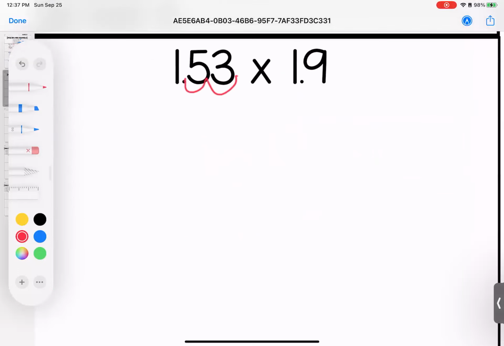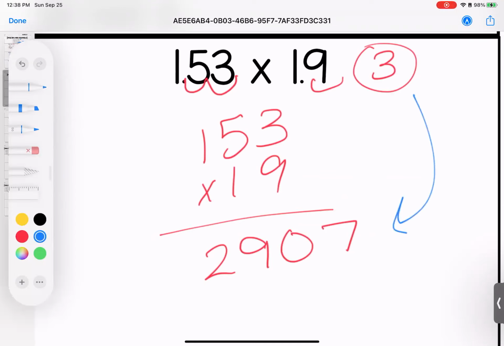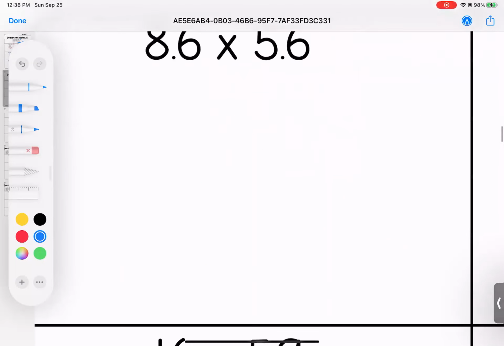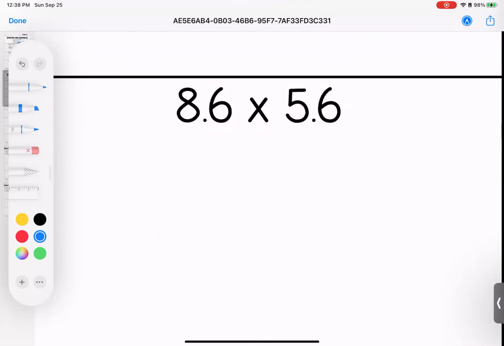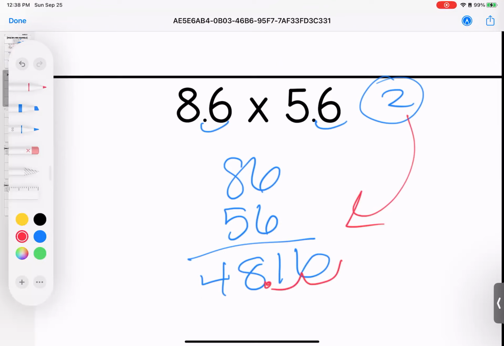Moving along, 1, 2, 3, multiplying 153 and 19, getting 2907 with 3 decimals, 1, 2, 3, 2 and 907 thousandths. 1, 2, multiplying 86 and 56 to get 4816. Bringing down my 2 decimals, 1, 2, 48 and 16 hundredths.